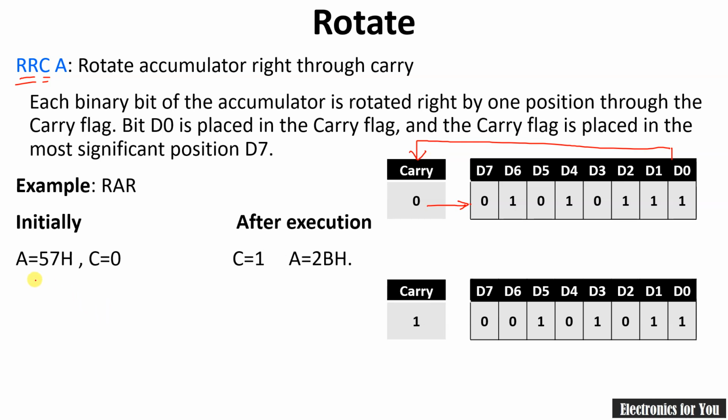For example, the accumulator previously contains 57H, and the carry flag is 0. After execution the carry flag is 1, you can see here, and the accumulator has the value 2BH. So each bit is shifted just in this way, and the last bit is shifted here. So this is the rotate operation.